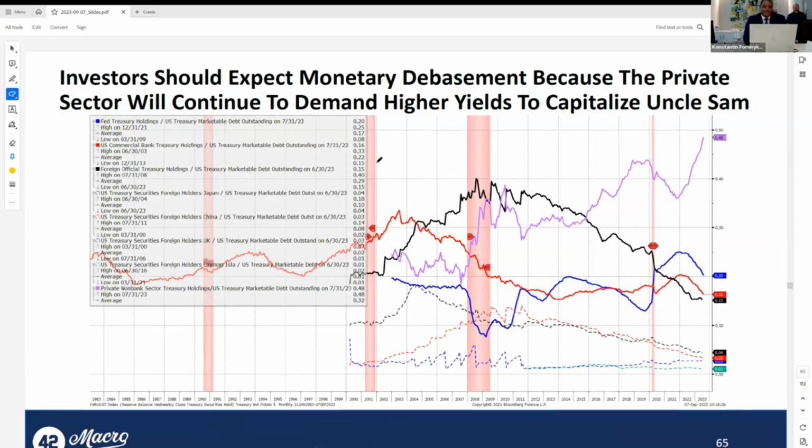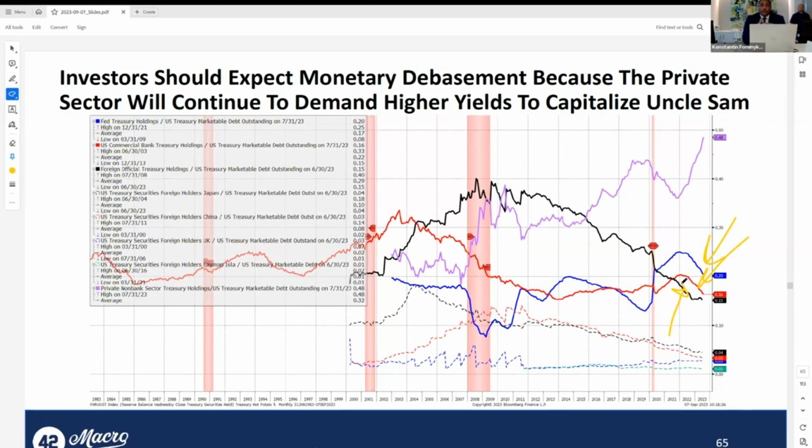Anyway, so investors should expect monetary debasement, because the private sector will continue to demand higher yields to capitalize the government. The reason I say that is if you decompose the main cohorts of buyers for the marketable treasury market, the Federal Reserve is at 20% of the total marketable treasury market. U.S. commercial banks are at 16%. Both of those numbers are declining, largely because of the change in monetary policy. And then if you look at the black line, the foreign official sector, they're now down at 15% from as high as 40% in 2008, 2009. So this is China, Saudi Arabia, Russia not wanting to hold our assets.